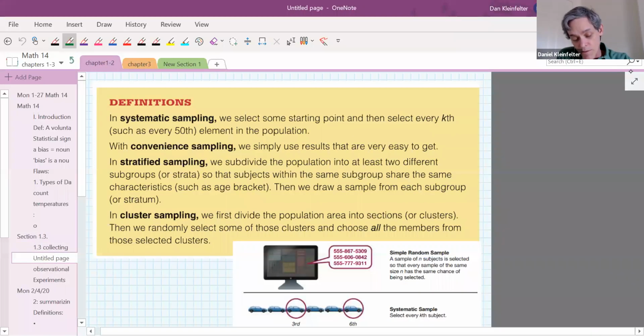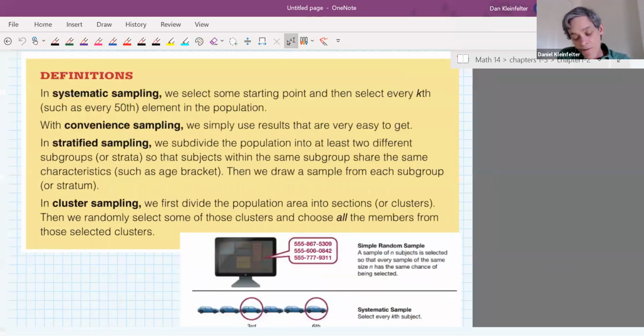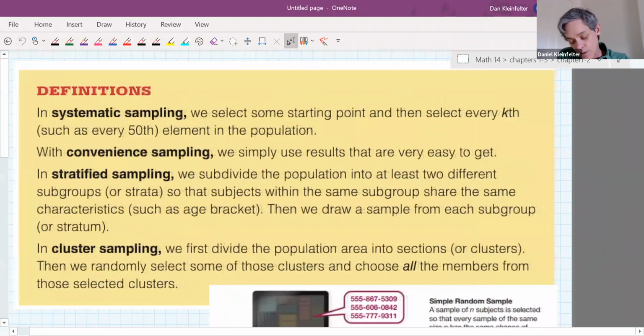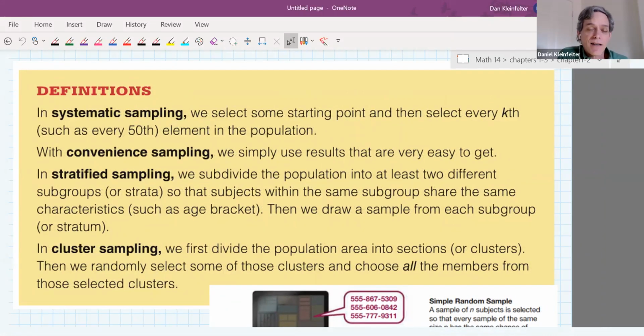Okay, so more terminology. Out of all the different kinds of sampling you can do, and there's whole courses devoted to sampling. If you decide to take a major in statistics, you'll take a whole class that's just about sampling. Lots of different ways of doing sampling. So let's take a look at each.